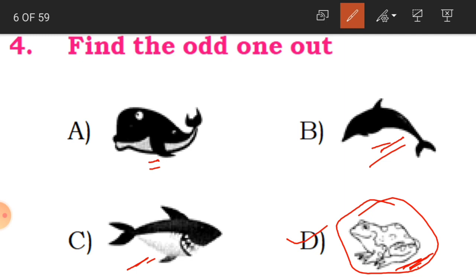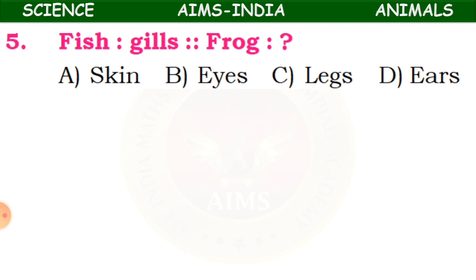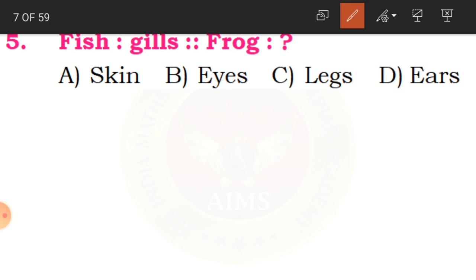Even these three, A, B, C, are aquatic animals, but D, this is amphibian. Amphibian, which can live both on land and water. Okay children, clear? Now we'll go to the fifth one. Fish is represented with gills, and here, frog, and we have a question mark. Now, why do fish use their gills, children? For breathing. Gills are used for breathing for fish, and what is used for frog for breathing?